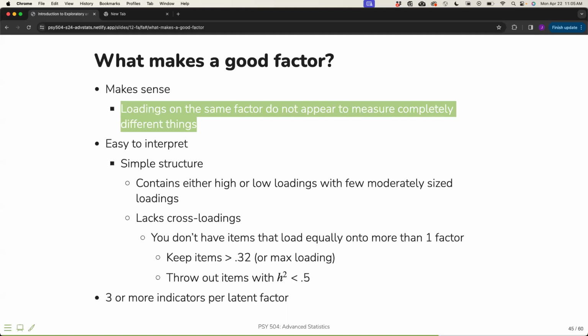So what we can do is keep items that have a higher correlation than 0.32, or we can just look at the max loadings. If we still have cross loadings after using the correlations greater than 0.32, we could look at the communality of each item that cross loads, and then maybe get rid of that item if it has a low communality, so a low shared variance. Typically less than 0.5 is used. So we could look at the communalities and determine if we need to get rid of that particular item if it cross loads. And then also you should have 3 items per factor. That's the general rule of thumb, and this has to do with structural equation modeling and identification of the model. So these are just some things that make a factor good.